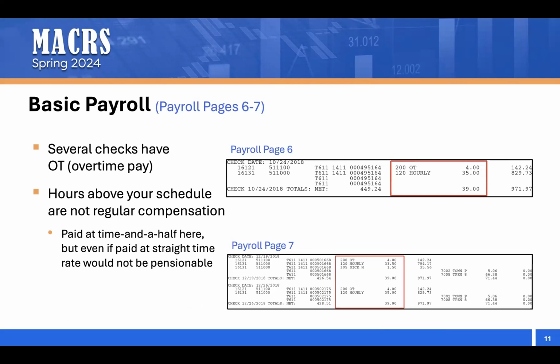The next thing I'm going to point out is what happens when this person works more than 35 hours in a week. So page 14 of the booklet, we have 2 pages of payroll, 6 and 7. There's several weeks where the person worked more than 35 hours. So if you're scheduled for 35 hours and once in a while you work a couple extra hours, those extra hours are not considered regular compensation. And so here they've paid them under an OT code. So there's no deductions held. It's nice to see one that's done correctly.